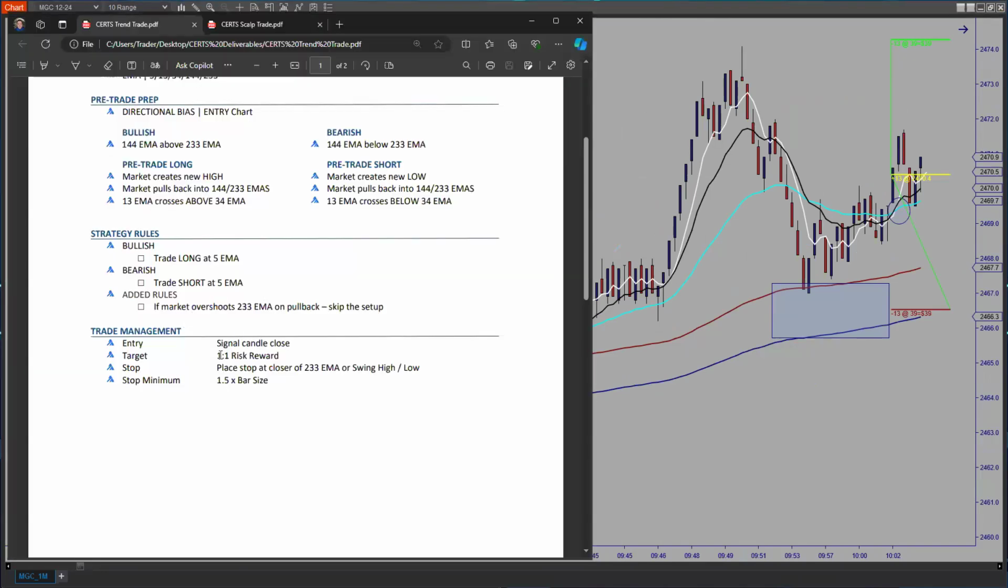Here we go. Entry says signal candle close. I'm going to have to fix that. Let me make some notes. Entry is at the 5 EMA. On trend. Fix images on reversal. Okay.